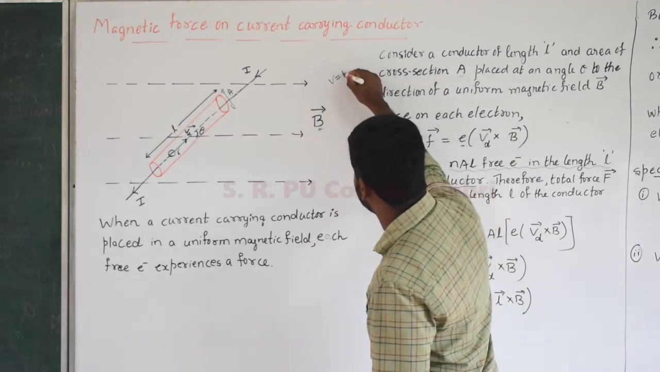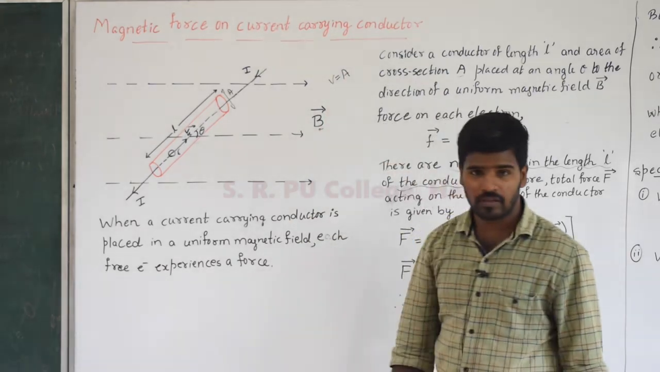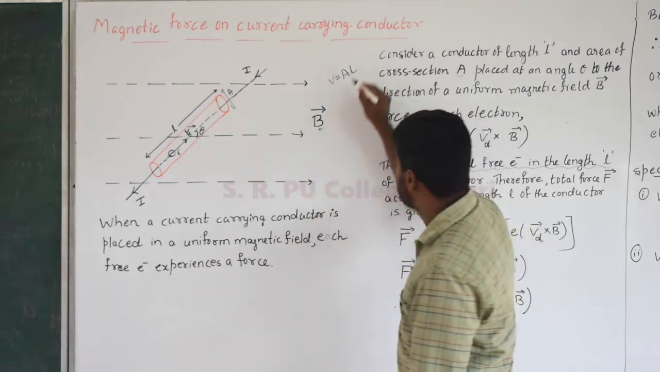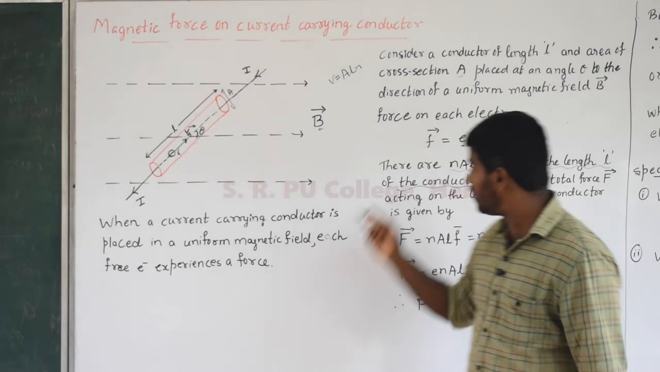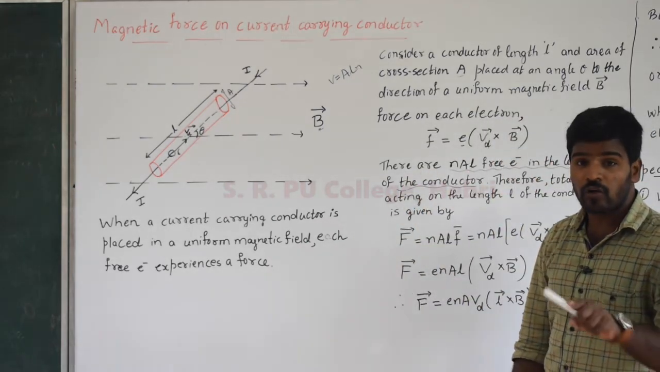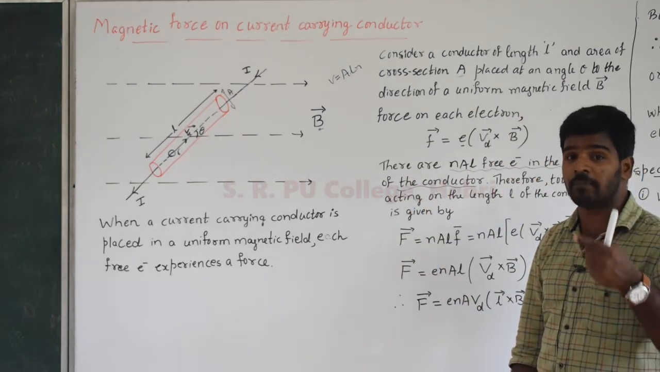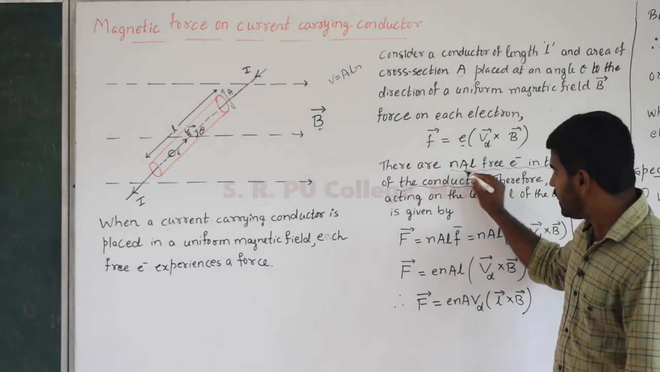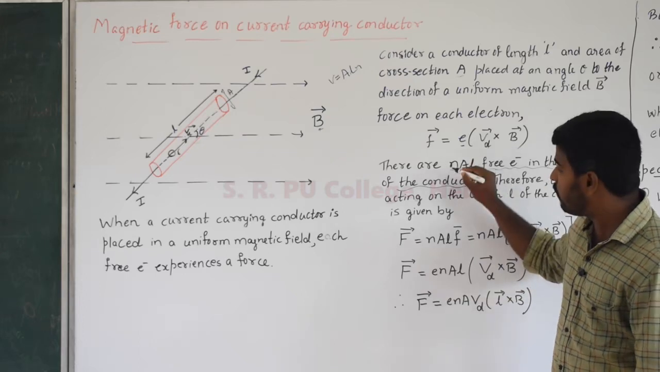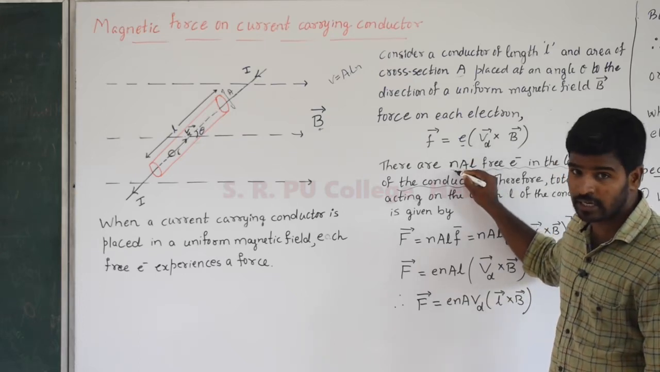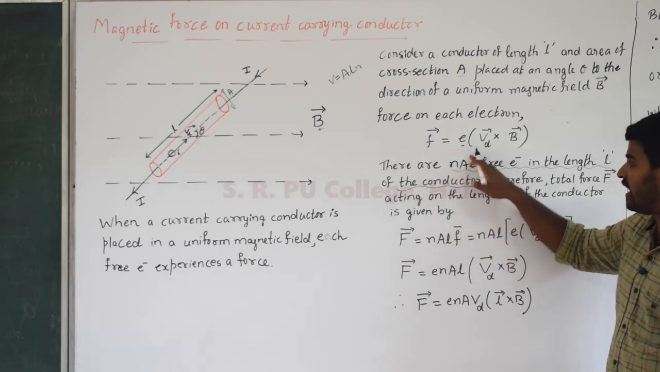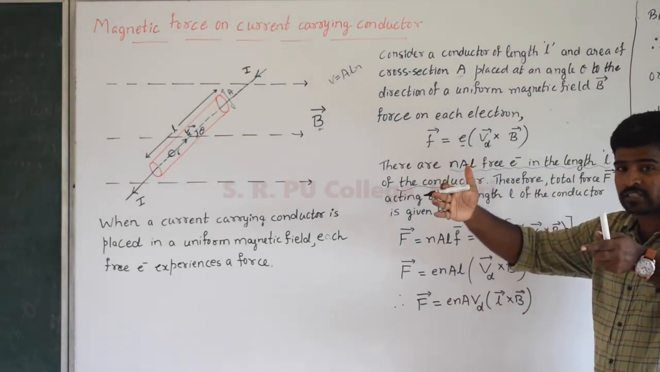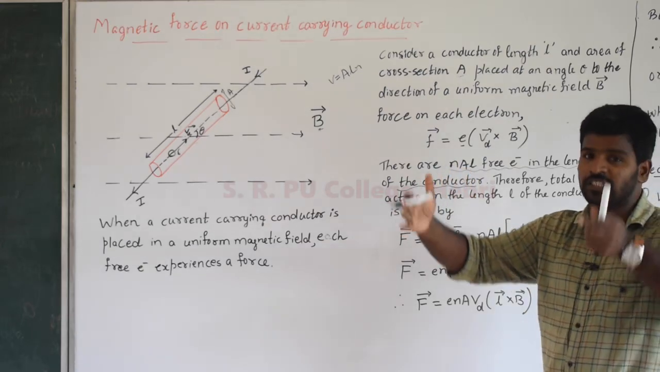Therefore length into breadth is taken as area, and height is taken as L. With respect to the number of free electrons we express it by n. The volume of the conductor which carries the free electrons is expressed by NaL. Hope that is clear? A into L is known to be a volume. Within that volume there are a number of free electrons in the conductor. That is the reason why there are NaL free electrons in the length L of the conductor.